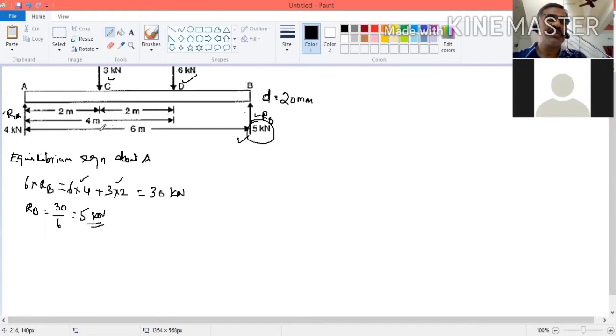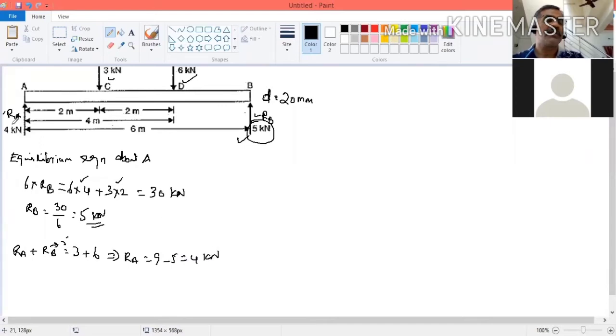This can be calculated in two ways. One, you can take moment about RB. Otherwise, you can equate vertical forces and horizontal forces. Vertically, RA is acting upward, RB is acting upward, and the 3 and 6 are acting in the downward direction. Now RA plus RB is equal to 3 plus 6. Upward is equal to downward. So RA is equal to, we know RB is equal to 5, 6 plus 3, 9. 9 minus 5 is equal to 4 kilonewton.